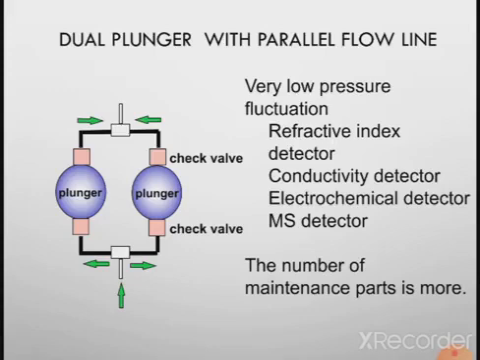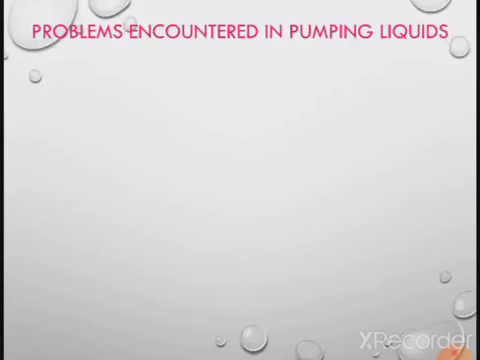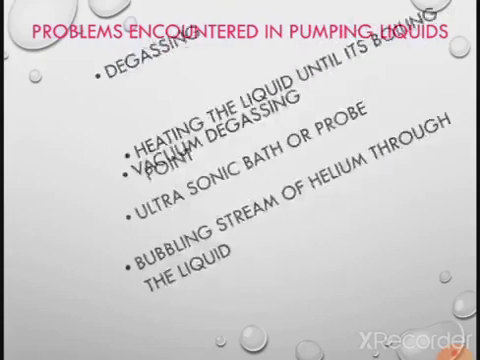Such dual plunger parallel flow pumps are used with refractive index detectors, conductivity detectors, electrochemical detectors, and MS detectors. The number of maintenance parts is more in this dual plunger. Then, problems encountered in pumping liquids.